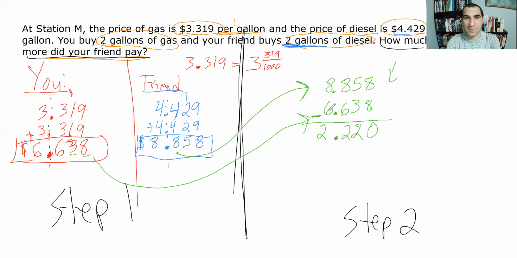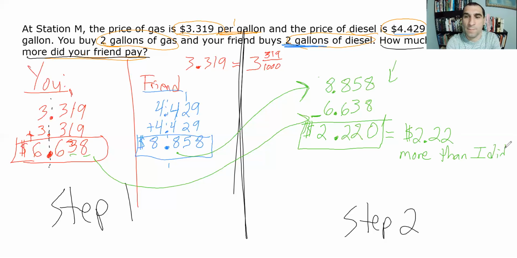So what does this mean? This means that my friend paid $2.221, or the difference we found, $2.22 more than I did. So that's your answer. That's how we work this problem out.